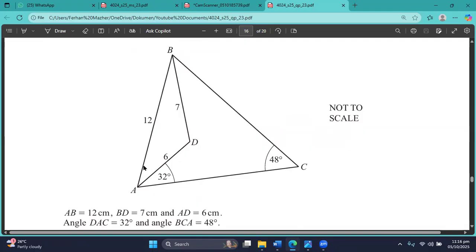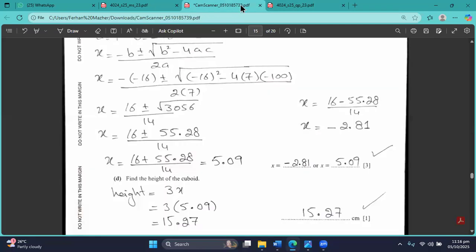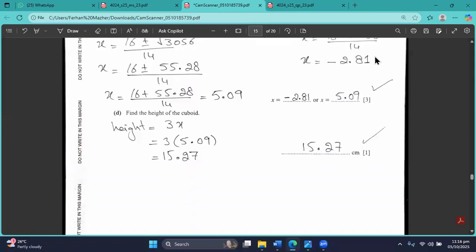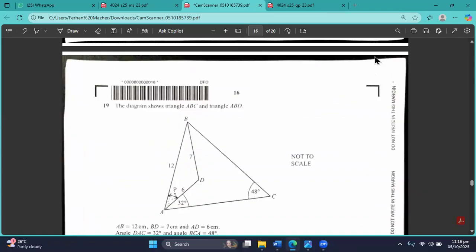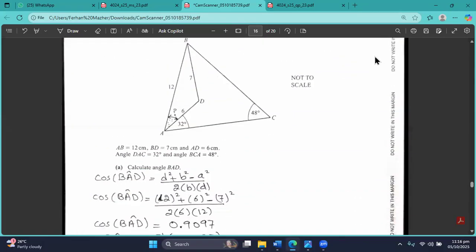Okay, BAD. So in this triangle, all three sides are given. I want to find out this angle, so I can apply the law of cosine, the form of the law of cosine in which we find the angle. So here we go. The cos of BAD will be equal to D square plus B square minus A square divided by 2 into B into D. So the D here is 12, its square plus 6 square minus 7 square divided by 2 into 6 into 12.